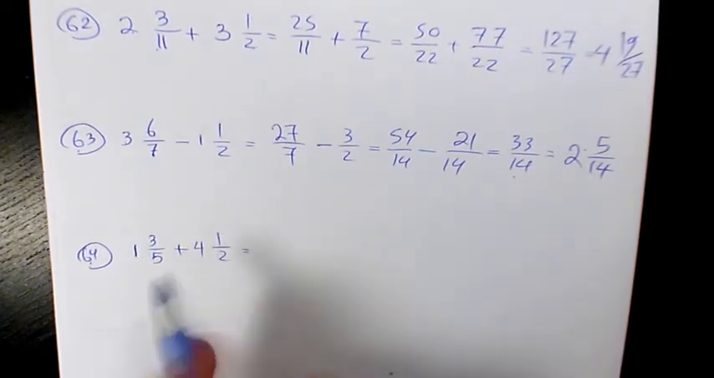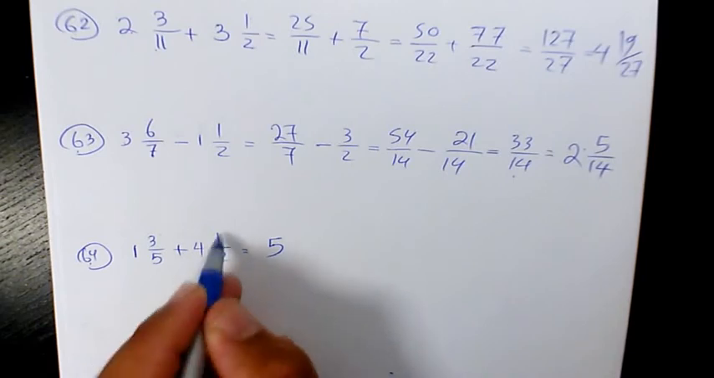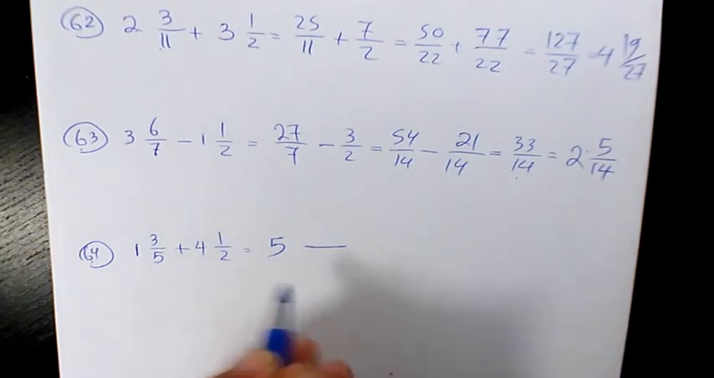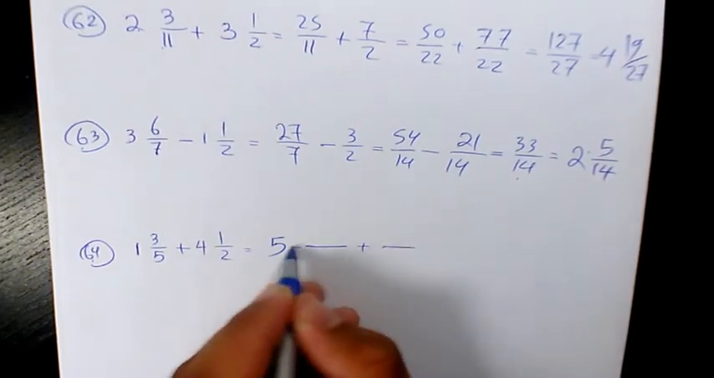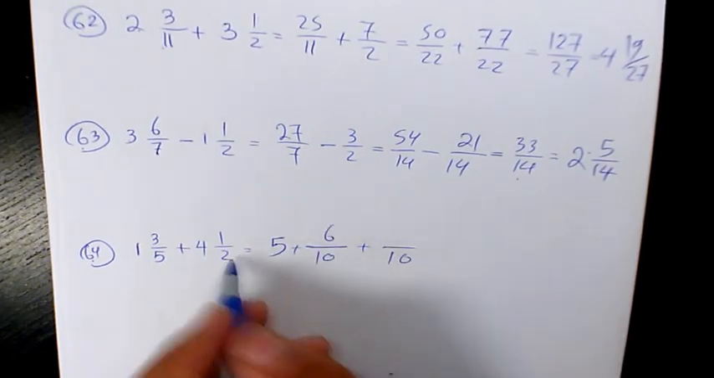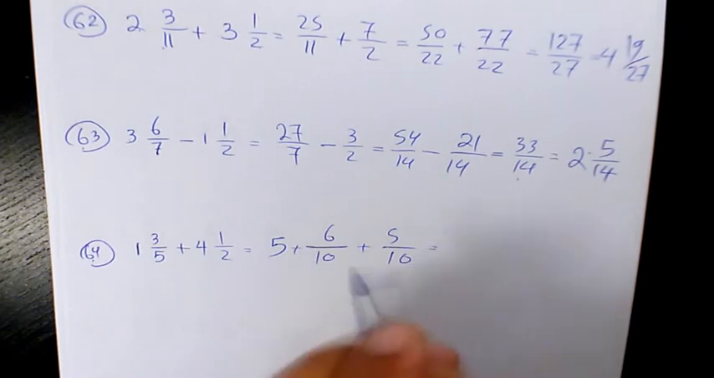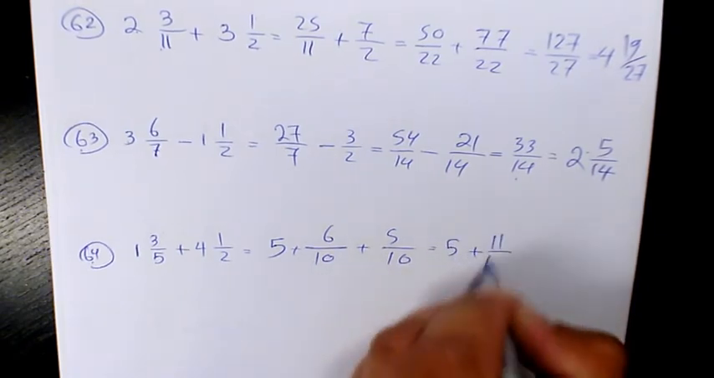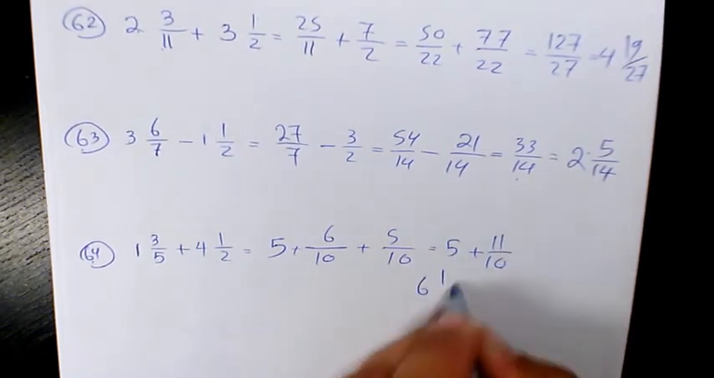1 plus 4 is going to be 5. 3 over 5 plus 1 over 2 is going to be 10, 10. 6 plus 5 is going to be 5 plus 11 over 10, which is going to be 6 1/10.